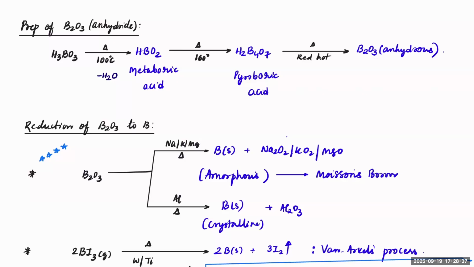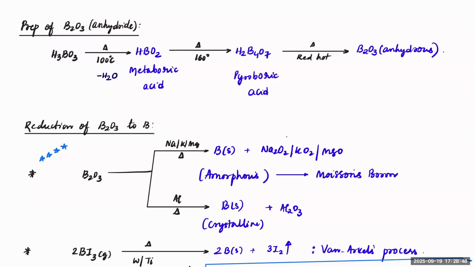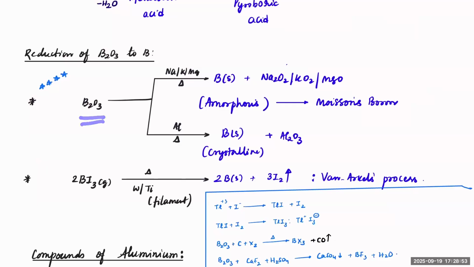So this heating method is important, how you get B2O3. Now, B2O3 can be reduced to boron easily by taking any strong reducing metals like sodium, potassium, magnesium, or aluminum. If you take sodium, potassium, or magnesium, we usually get an amorphous form. If it is aluminum, we'll get a crystalline form. Again, this distinction is not usually asked in JEE, so don't worry about it. You just need some metals to reduce it.